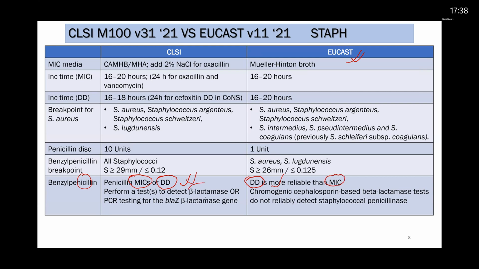CLSI recommends a test which detects beta lactamase production, or in rare scenarios when you get an MIC in the susceptible zone and you want to report penicillin as susceptible for Staph aureus, you must do an additional PCR testing for blaZ before reporting it as penicillin susceptible. You must do beta lactamase testing before reporting it as penicillin susceptible. However, EUCAST has a clear-cut view. They say that beta lactamase detection tests like nitrocefin, etc., are not reliable and should not be done.